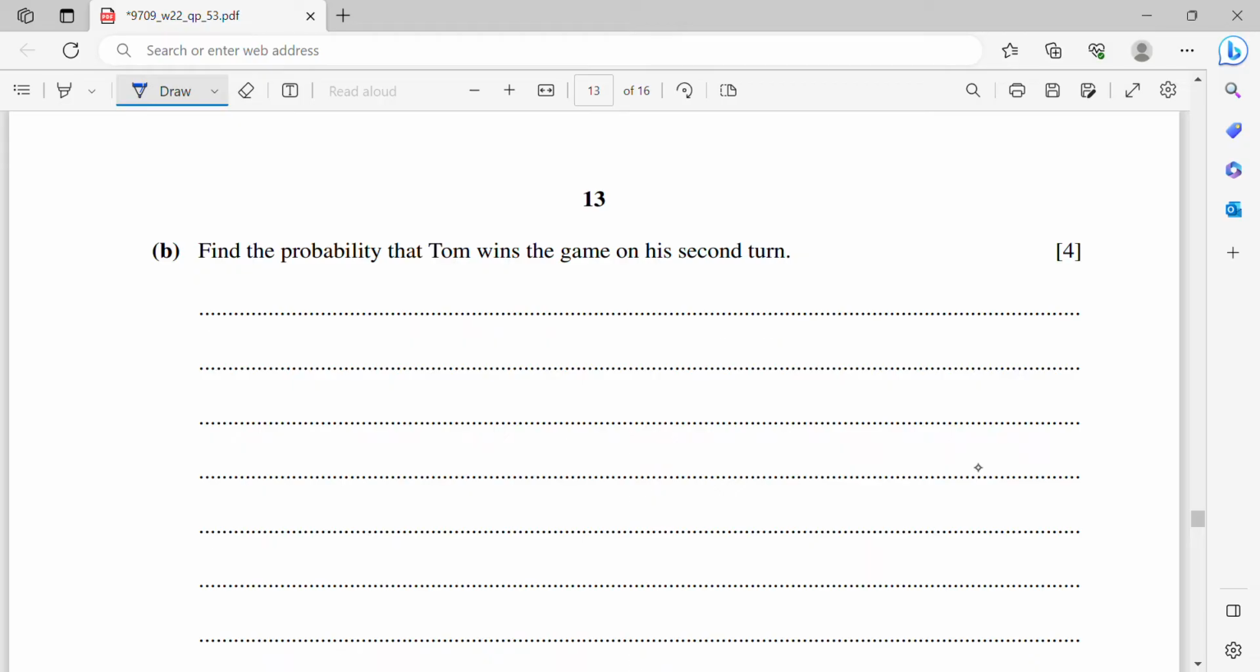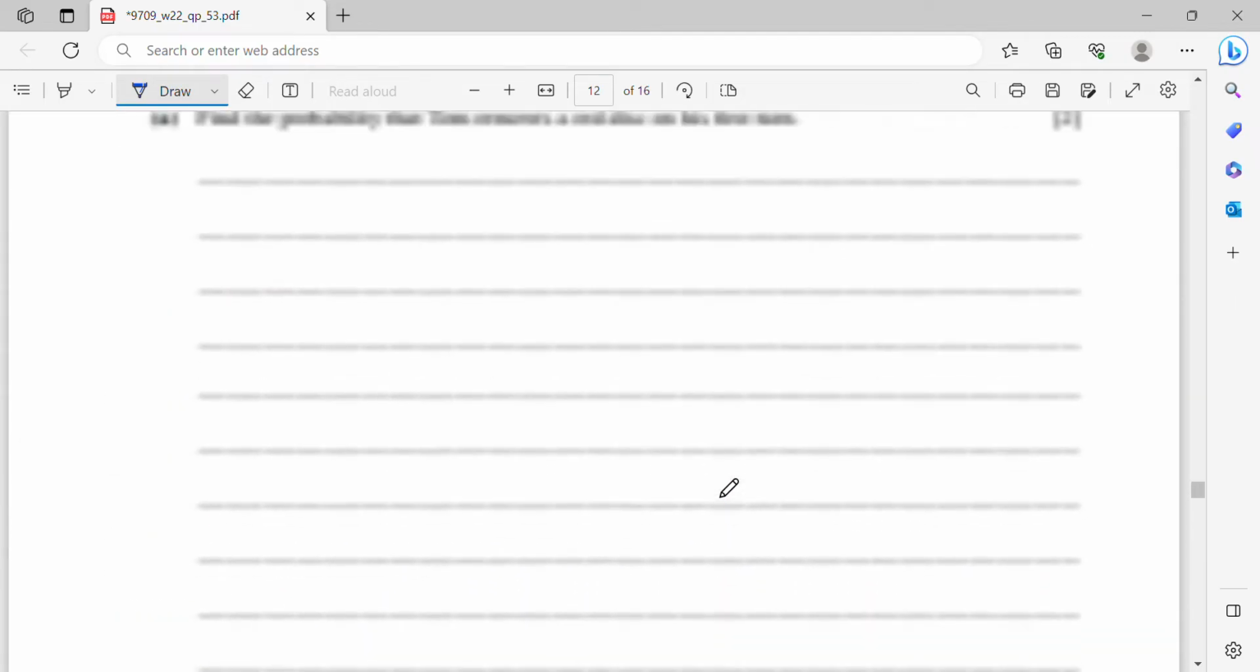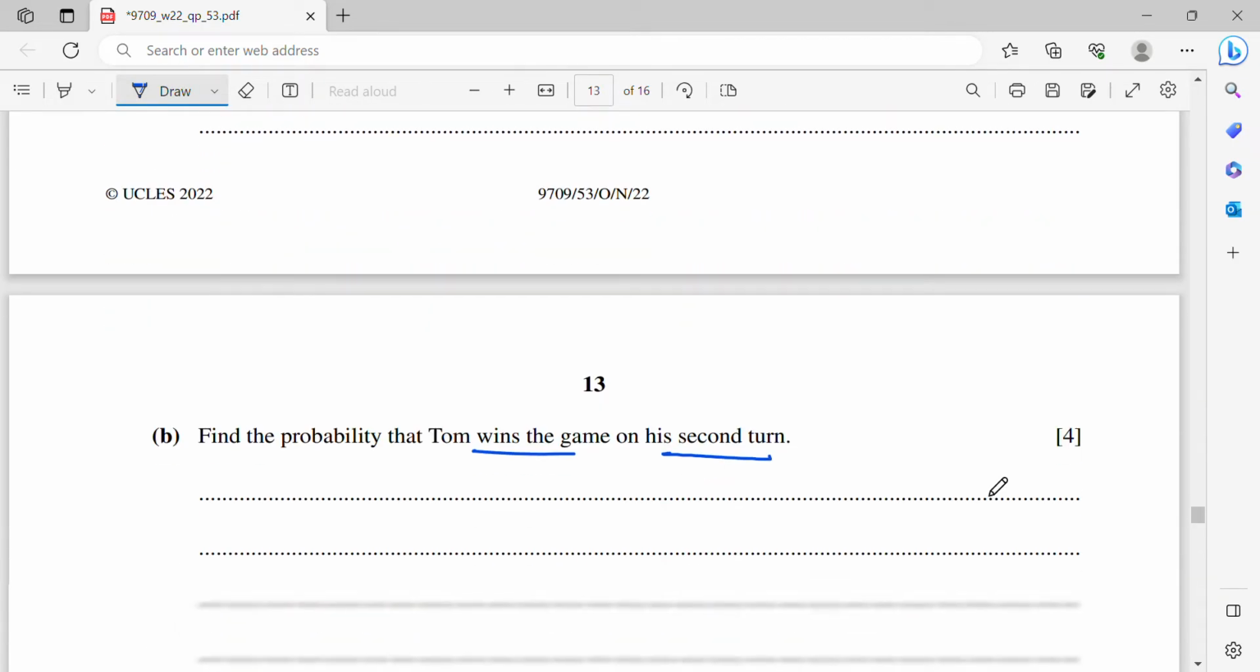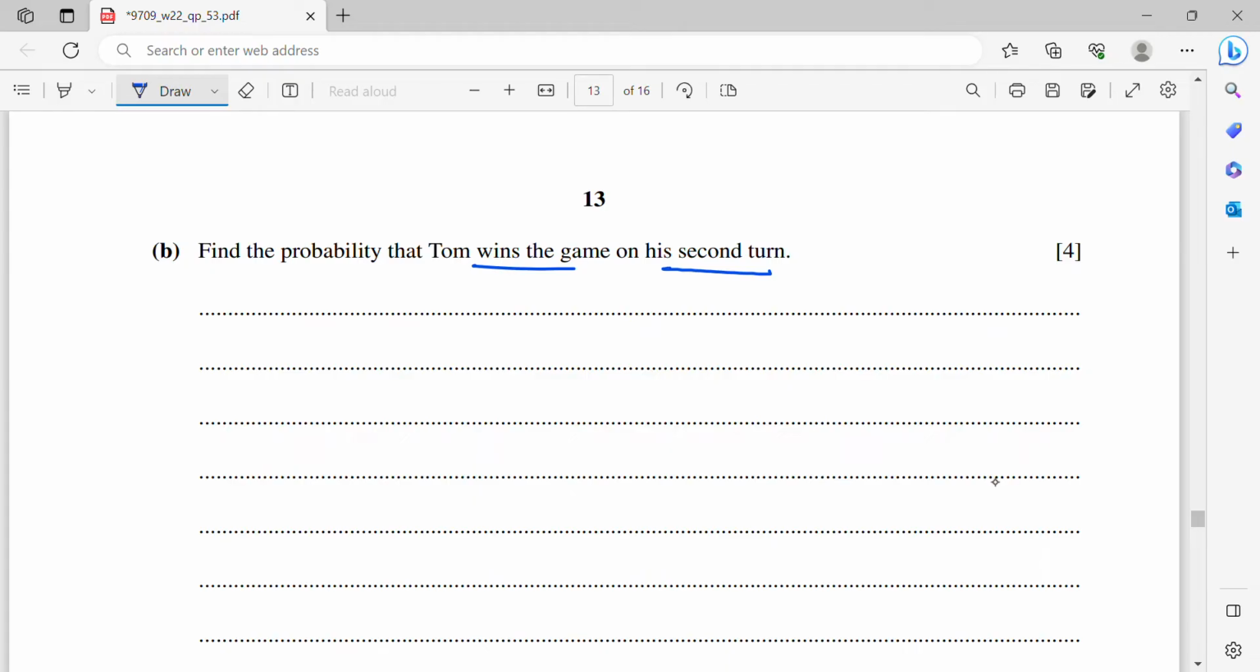B. Find the probability that Tom wins the game on his second turn. Now, remember that Sam removed the first disc, so Sam starts first. If Tom wins the game on his second turn, it means that he has drawn 2 red discs, right? Tom has drawn a red disc on his first turn and also on his second turn. Then he will win the game.